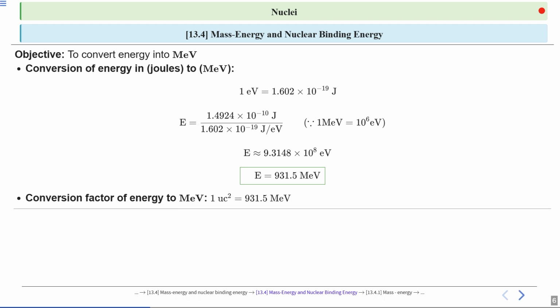Finally, let's highlight an important conversion factor in nuclear physics. One atomic mass unit times the speed of light squared, that is 1 u c squared, is equal to 931.5 mega electron volt. This relationship is crucial for dealing with mass energy equivalence, such as in E equal to mc squared, and helps us quickly convert between mass and energy in nuclear reactions.